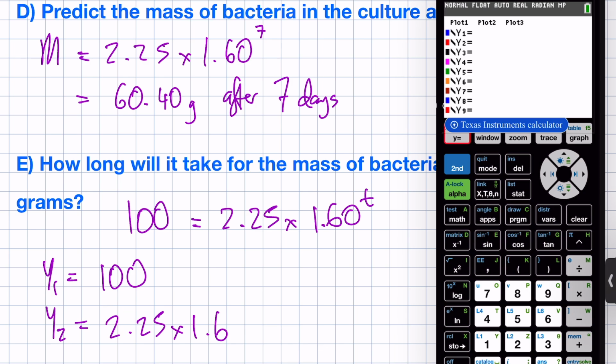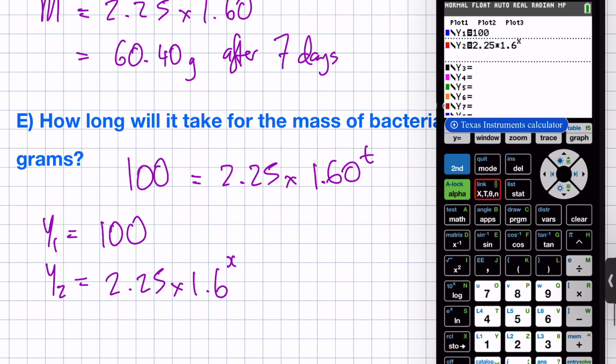Now, to get x on the calculator, can you see this button here that has x, t, theta, and n? That's how you get the x variable. You press the y equals button in the top left. So y1, I've made 100. y2, let me demonstrate. 2.25 times by 1.6 to the power of, the little hat symbol. And then to get x, I press this button here. That's like the variables button. To the power of x, okay?